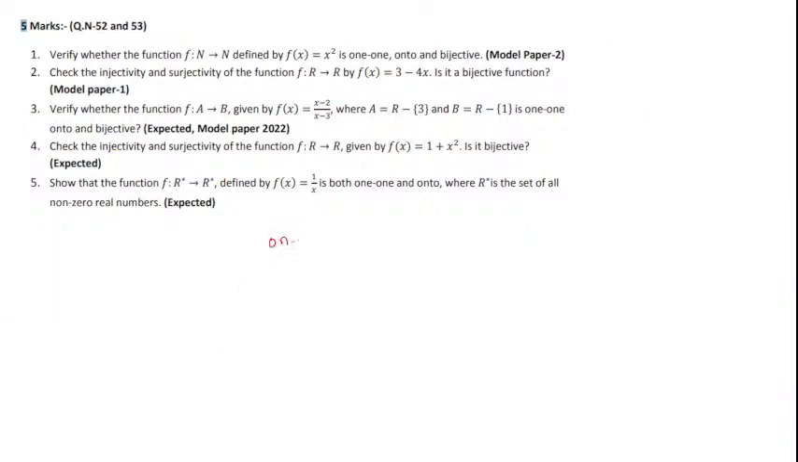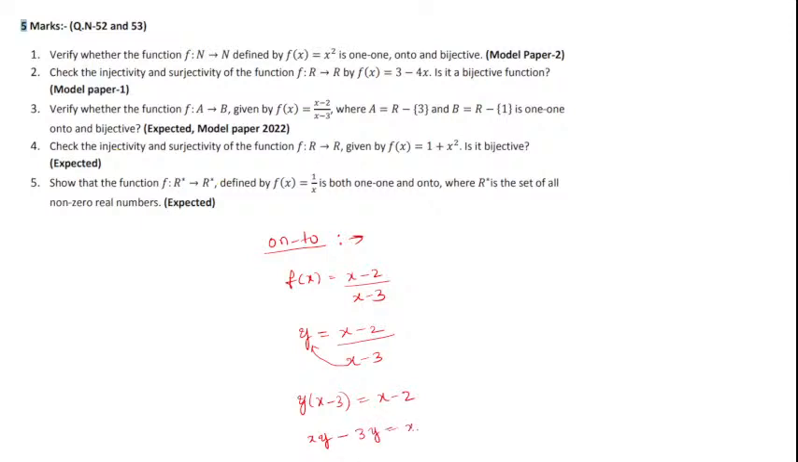To check the onto function here, what have they given? They have given f of x is equal to x minus 2 divided by x minus 3. Write f of x as y, so y is equal to x minus 2 divided by x minus 3. Make it cross product, means you have to express the function in terms of x here. So y times x minus 3 is equal to x minus 2. So xy minus 3y is equal to x minus 2.